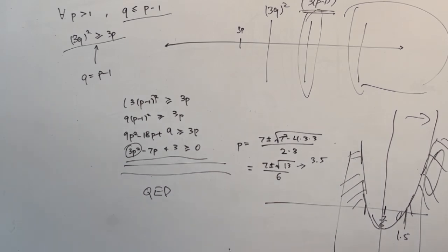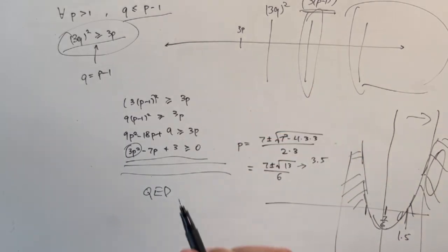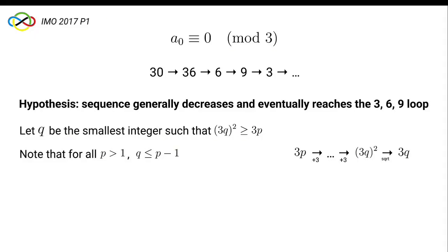And so we've shown that when q equals p minus 1, this holds true. And therefore, q is less than or equal to p minus 1. Okay, so since we've proven that for p greater than 1, q is less than or equal to p minus 1, we'll notice that if we start from 3p, it will keep increasing by 3 until we reach 3q squared. Well, this is because since 3q squared is the smallest square greater than 3p, then we don't have to worry about anything in between, because there's no squares in between, so it's all just plus 3. So we get to 3q squared, and then we will just take the square root to get to 3q. But since 3q is less than or equal to p minus 1, over this process, we went from 3p to 3q, so we decreased by at least 3.